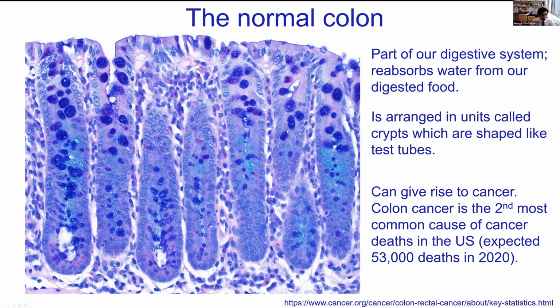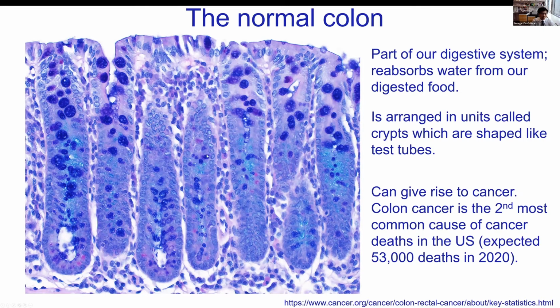It has a lot of interesting and important functions, and one of them is to resorb water from our digested food. That's critical for our survival. And one thing that's unique about it is that it's arranged in these units called crypts, which are test tube-like shaped. You can see that on the left here in this Alcian blue periodic acid Schiff stain section. They have a linear arrangement with the stem cells on the bottom and the differentiated cells on the top. And that's how the tissue regenerates itself.